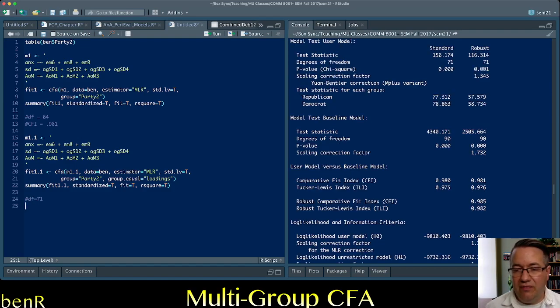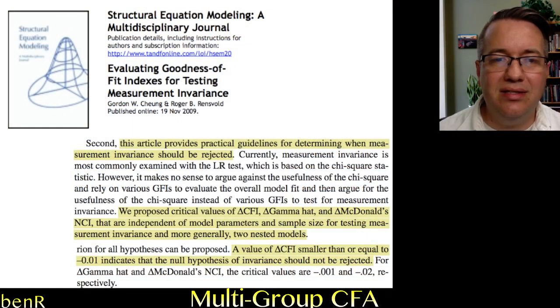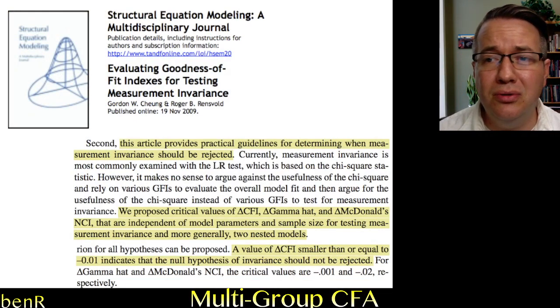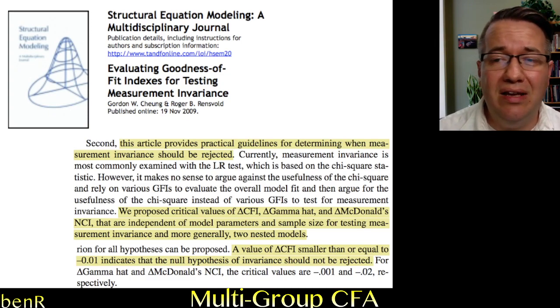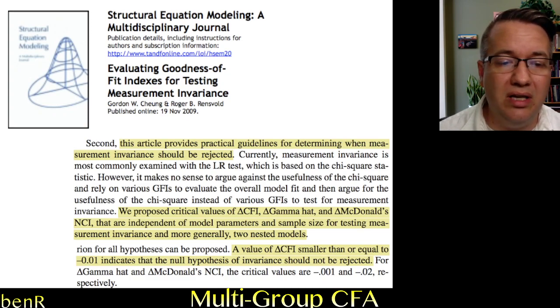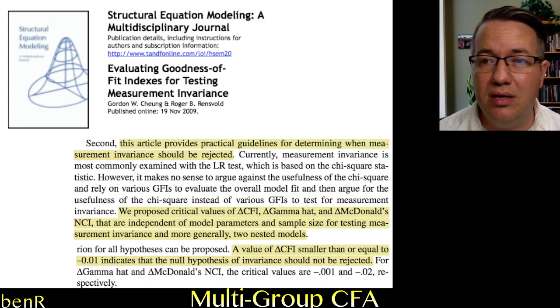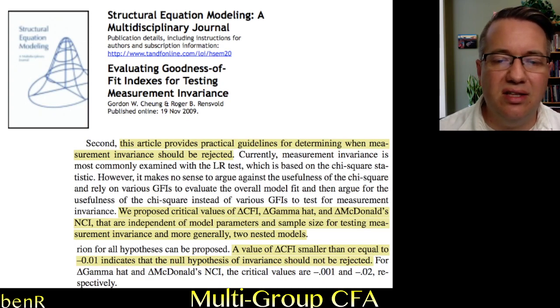Now we're looking at the CFI, and our CFI here is 0.980. So we'll make a note of that, 0.980. And that's important for one reason and one reason only. This Chung and Rensvold paper recommends that when you're testing for measurement invariance, you use the change in CFI to determine if you have invariance. And so they say a value of delta CFI smaller than or equal to negative 0.01, so 1/100 of a point, indicates that the null hypothesis of invariance should not be rejected.